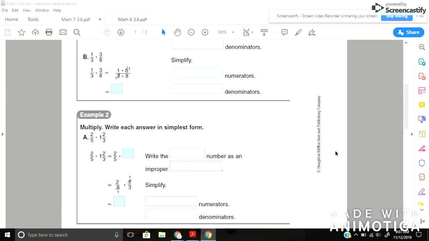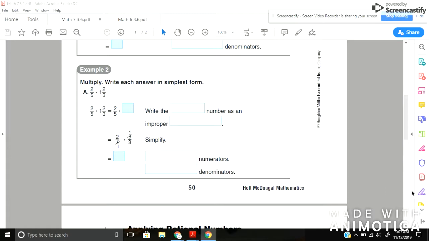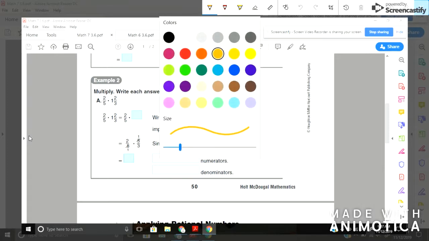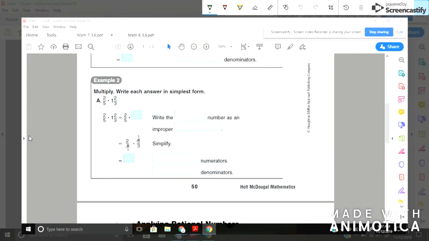In the next example, now we have a situation where we have a mixed number. Remember, a mixed number is where you have a whole number with a fraction. So 1 and 2/3 would be our mixed number. The trick to doing these types of problems is to first write the mixed number as an improper fraction. That's the first step.